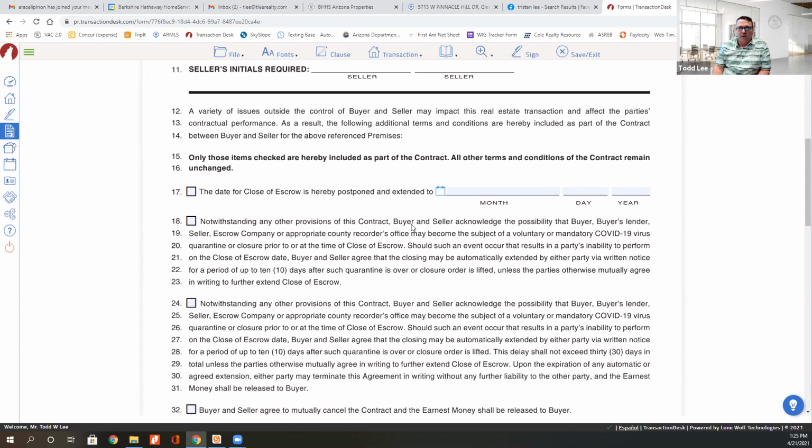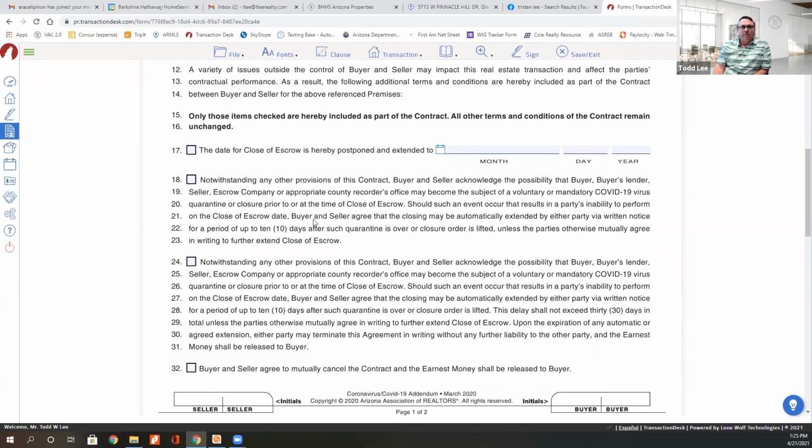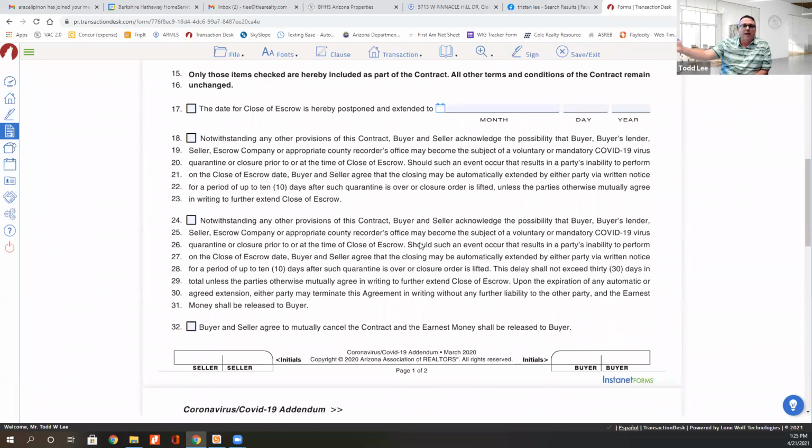Notwithstanding any other provisions of the contract, buyer and seller acknowledge the possibility that the buyer, the lender, the seller, escrow company, or appropriate recorder's office may become subject to voluntary or mandatory COVID-19 quarantine or closure prior to or at any time of close of escrow. Should such event occur that results in the party's inability to perform, the buyer and seller agree that the closing may be automatically extended by either party via written notice for a period of up to 10 days after such quarantine is over or closure is lifted, unless the parties otherwise mutually agree in writing to further extend close of escrow. So that would just automatically push it out another 10 days if you check that box.